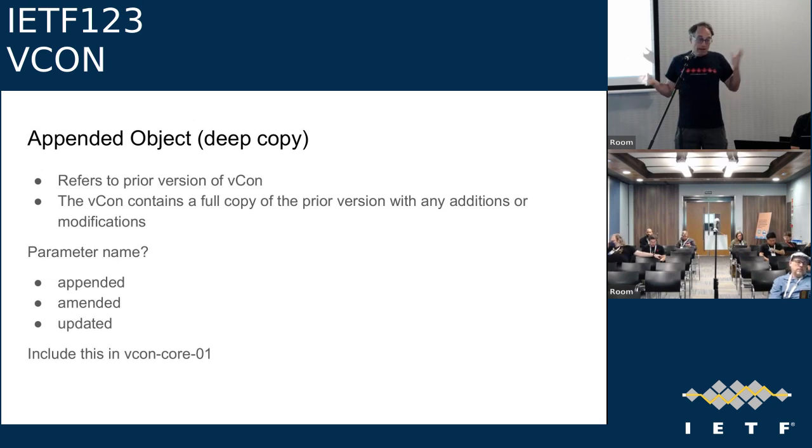So the appended object refers to the prior version of the vCon, either through the UUID, or it can also include a URL. The vCon that is referencing the prior version is a full copy of the prior version plus any changes or modifications. That's what I would like to define appended as. We can argue whether that's the right name. Maybe it should be amended or updated. We'll come back to that in a minute. My thought is appended.